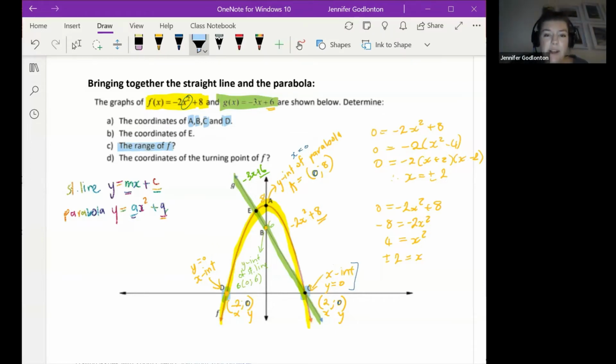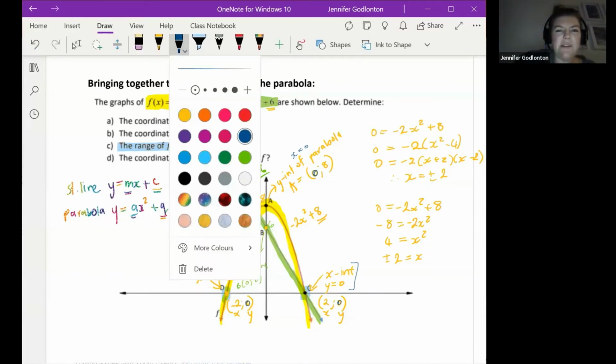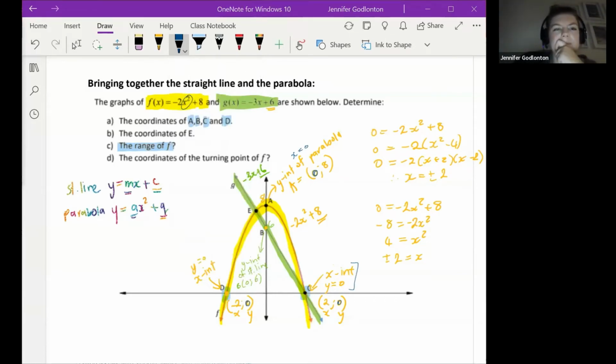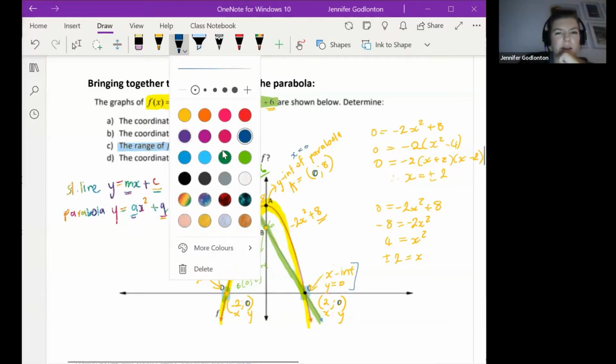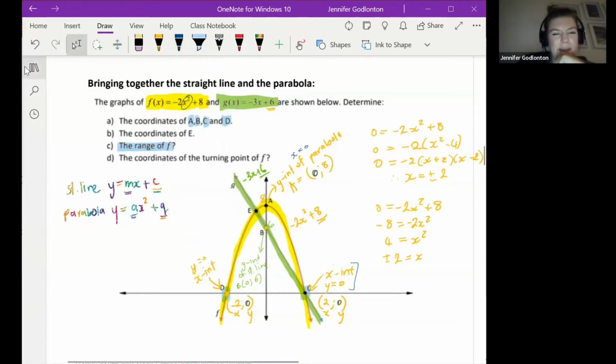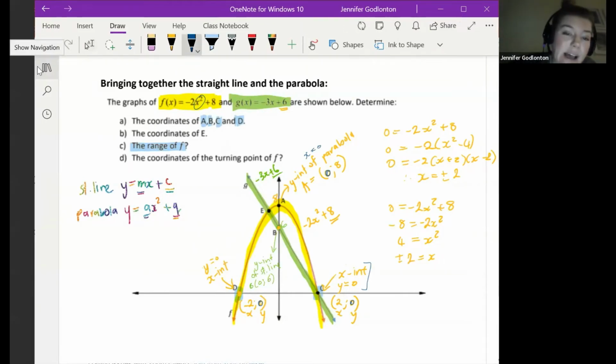If I'm wanting to look at the range of F, who can tell me what range means? What does range mean? What is it looking for if they ask us a question that's range? How do we say that in normal words? Sanda, tell me how I could do that. Ma'am, isn't the range for the y value? Good. Okay. So it is our y values.